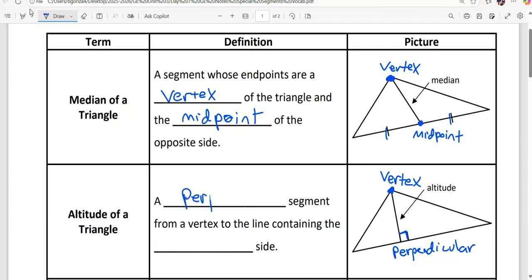It's a perpendicular segment from a vertex to the line containing the opposite side. Okay, write those 2 down. I'm about to move on to the next one.